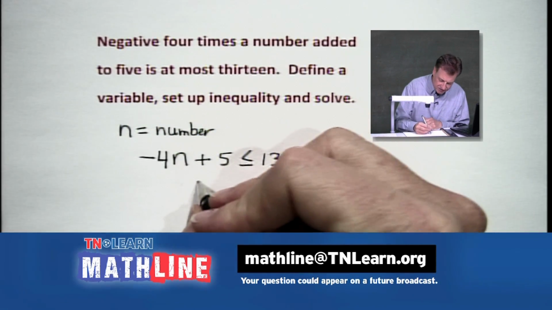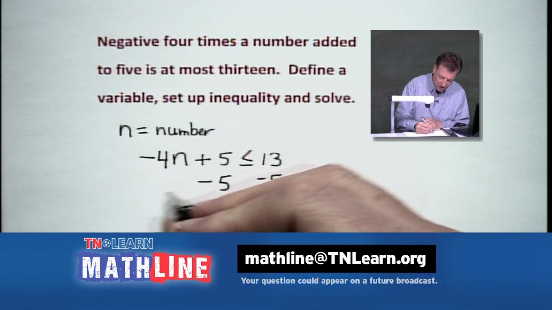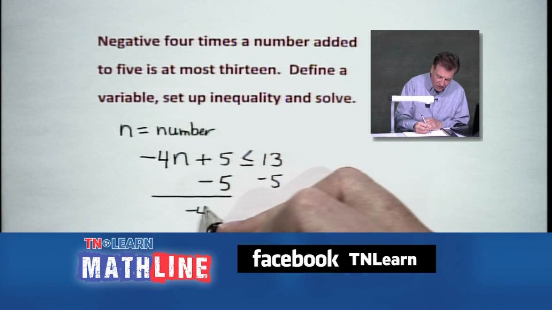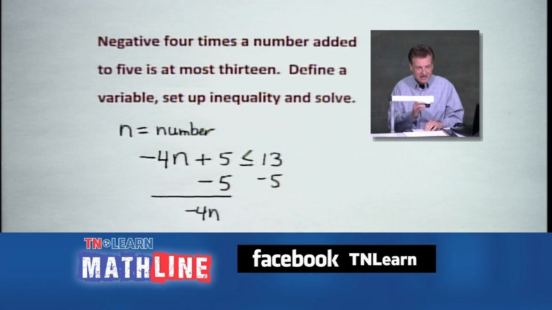So let's find out what the game plan is going to give us. How about it? Let us subtract 5 from both sides. There we go. I see a -4n. You see a -4n. We all see a -4n. That's all that's left over. Be sure that negative stays on the 4. Don't lose it. Don't lose it.